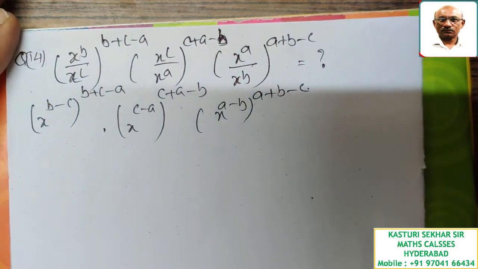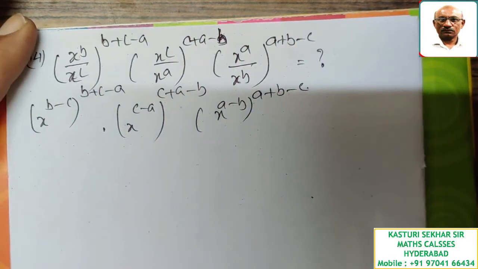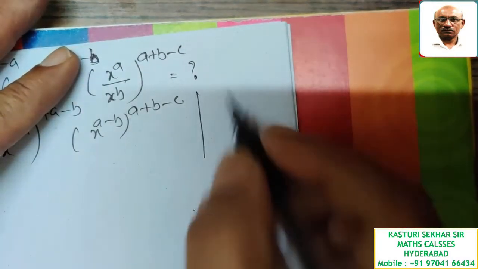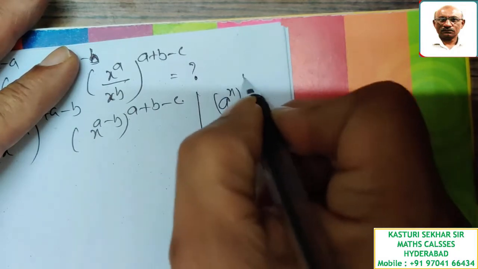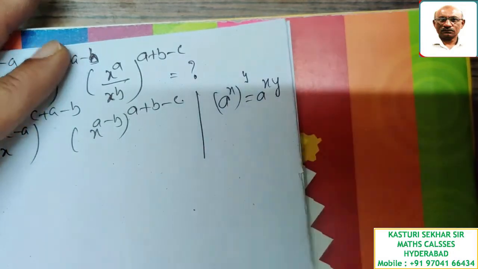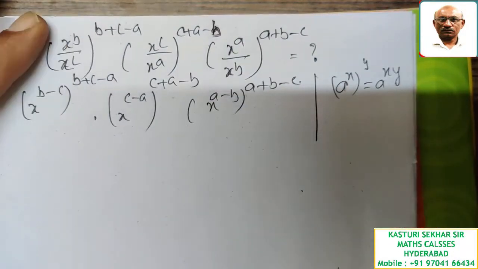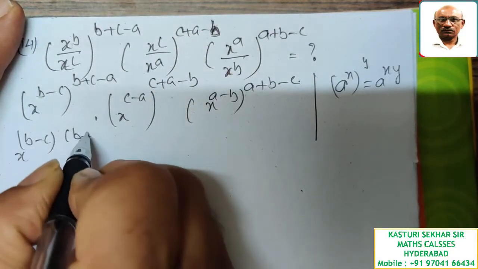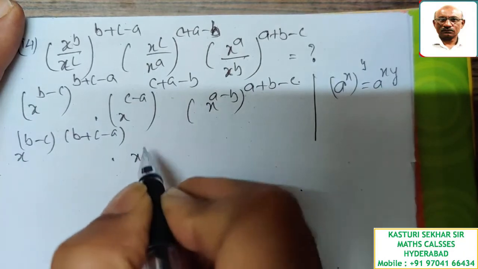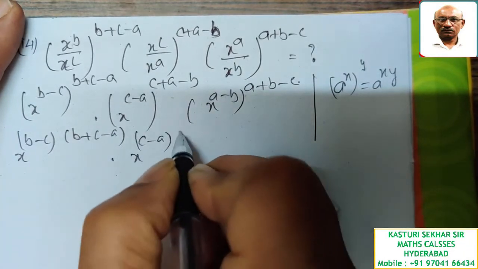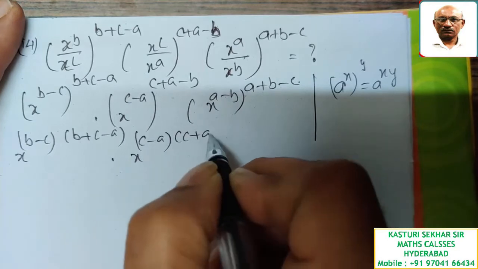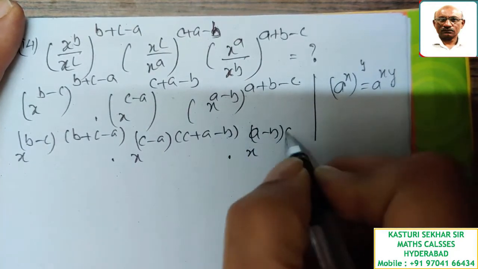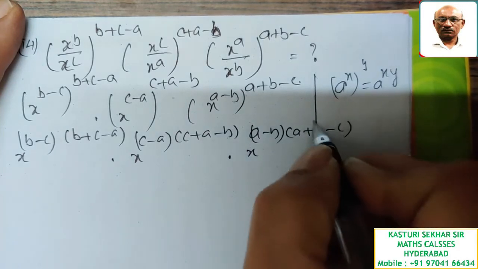Now each term is of the type (a^x)^y, so you can multiply these two powers. Anything which is of the type (a^x)^y can be written as a^(xy). So you can write it as x^((b-c)(b+c-a)) into x^((c-a)(c+a-b)) into x^((a-b)(a+b-c)).